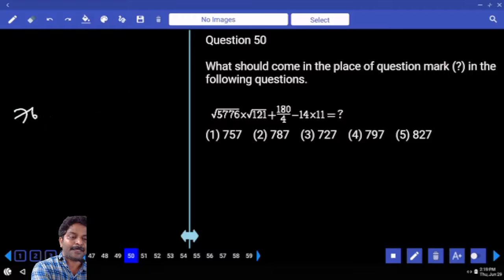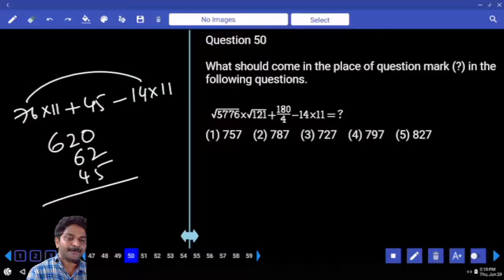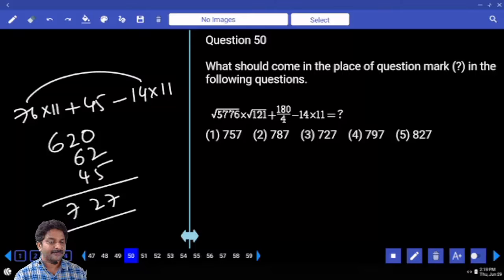76 multiplied by 11 plus 180 by 4, half, again half, 90, 45, minus 14, 11 times, correct? Both are 11 multiples only. Take 11 common. 76 minus 14, 62, 11 times. 62 one time, one more time, plus 45, correct? Yes. 7, 2. Answer ends with 27. Multiple options are there, 727.